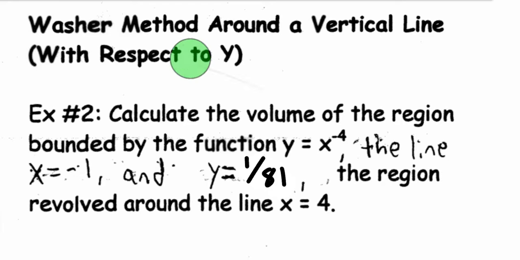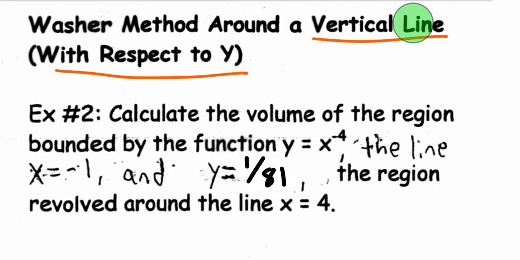Okay, we're going to do another washer method problem, and this one's going to be about a vertical line. Anytime you rotate about a vertical line, everything needs to be in terms of y. Okay, so let's go ahead and read this question together.